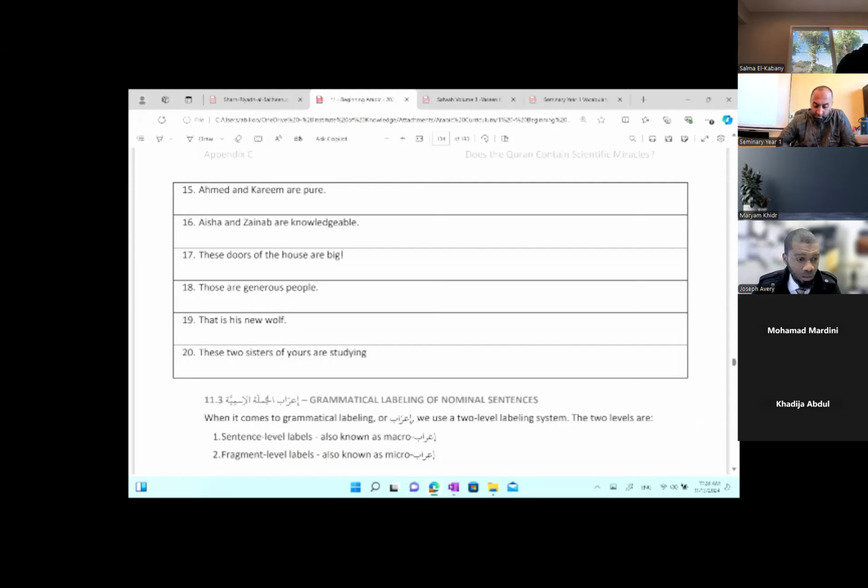For number 16, for names, like Aisha is a feminine name, do you have to add a ta at the end, even though it's already feminine? Are you talking about the name or the knowledgeable part? The name. The ta here is not to indicate femininity, but rather the ta is actually part of the name. But not for Zainab. The ta in Aisha is part of the name.